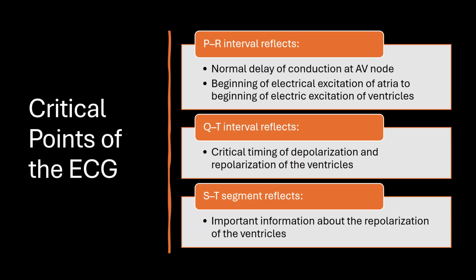Critical points of the ECG. Intervals and segments give additional information. PR interval shows the delay at the AV node, ensuring ventricle filling. QT interval represents the time of ventricle depolarization and repolarization, which is critical for identifying arrhythmia risk. The ST segment provides key information about repolarization and can indicate ischemia or myocardial injury.